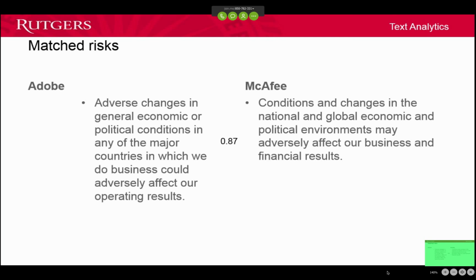McAfee said, conditions and changes in the national and global economic and political environments may adversely affect our business and financial results. So what are the words that you think are the same that cause these two risks to be identified as similar? Political, yep. Economic conditions is there, adversely and affect, results. So there are a lot of important terms that match. So that's why I got such a high score.